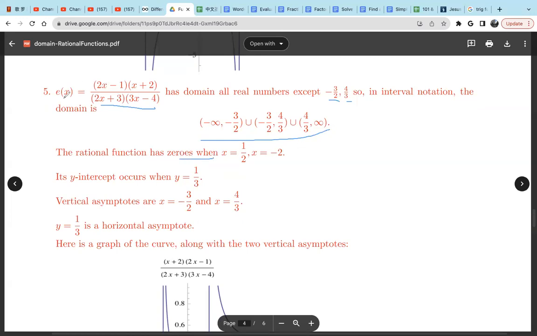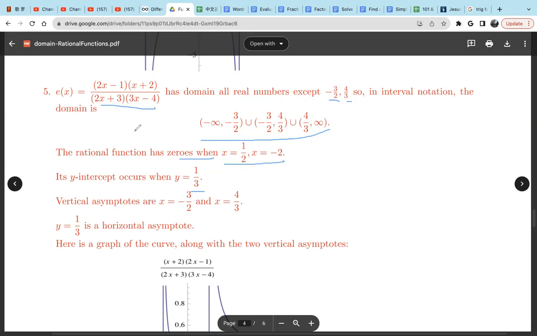For x-intercepts, y equals 0, or the numerator is 0. We solve, that's x equals 1/2, x equals -2. So 2 x-intercepts or zeros. Y-intercept, taking the leading term again, numerator has a leading term of 2x squared. Denominator has a leading term of 2x times 3x is 6x squared. 2x squared divided by 6x squared is 2 over 6, simplified to 1/3. So y-intercept is (0, 1/3).